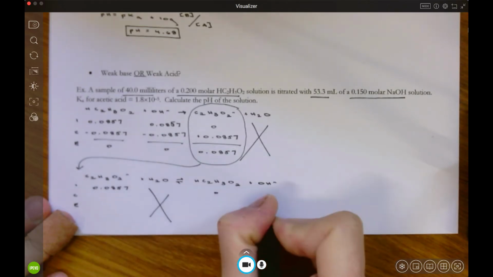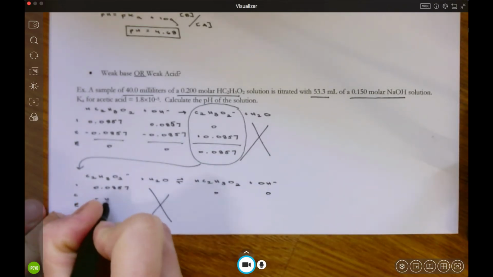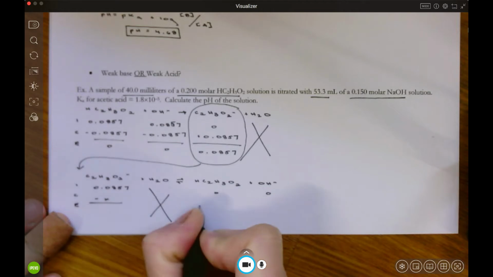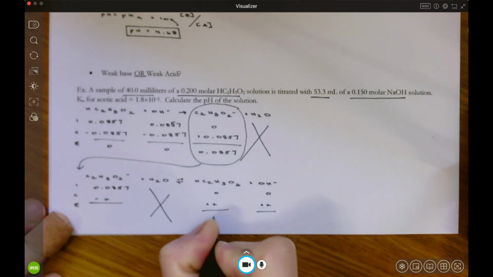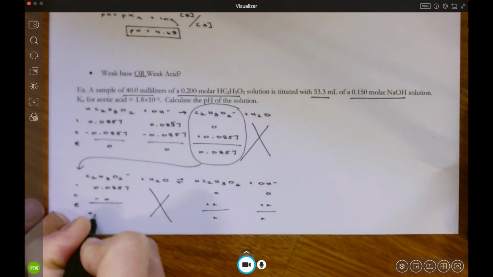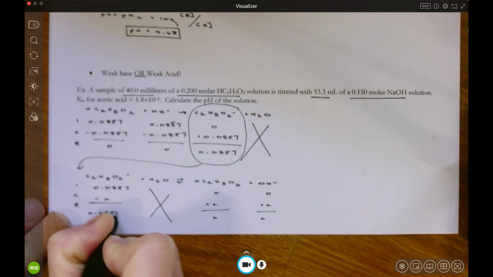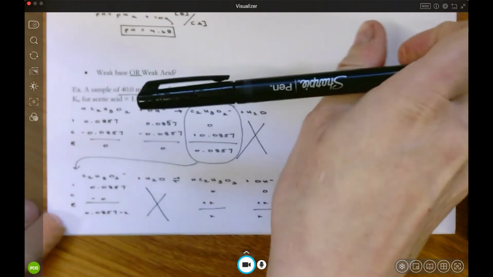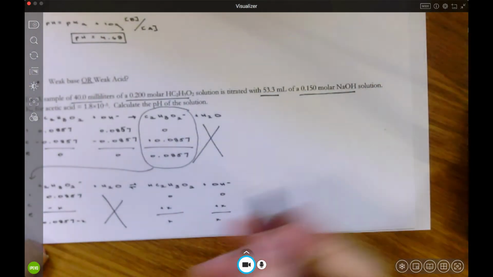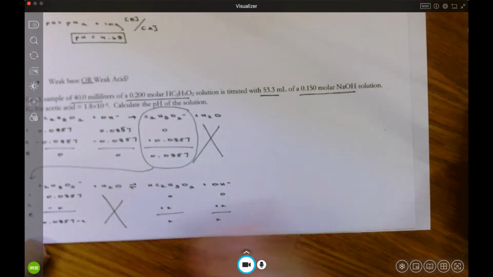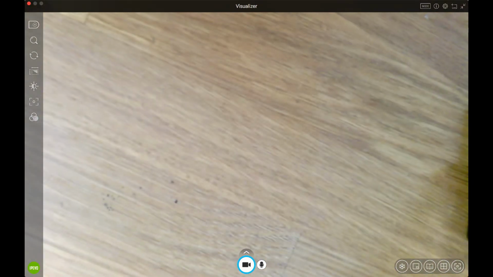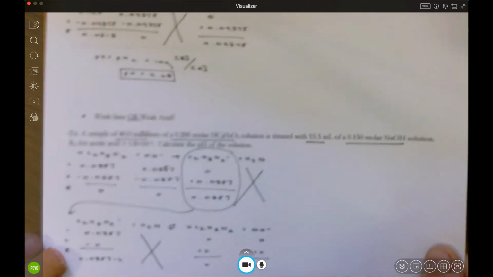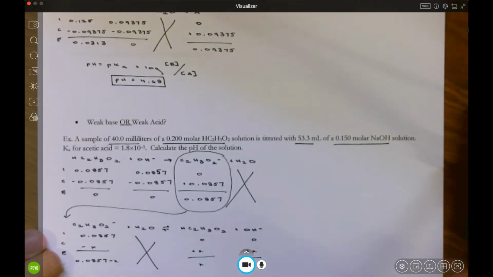I don't have any weak acid or strong base. This is a weak base, so my change is going to be x. Okay, so now to solve this, I need to write out my base dissociation expression. But the issue with this problem is that I give you your Ka value. I don't give you your Kb value.